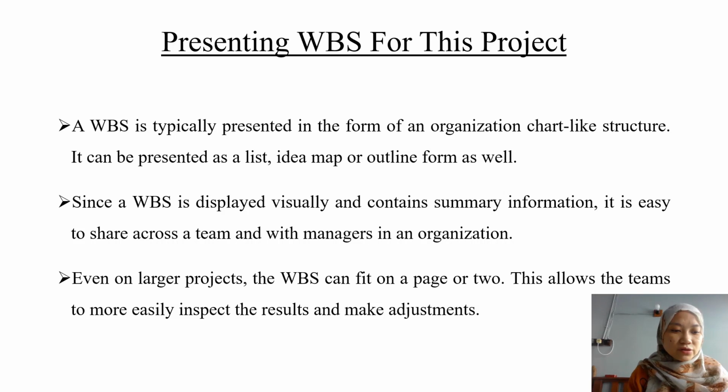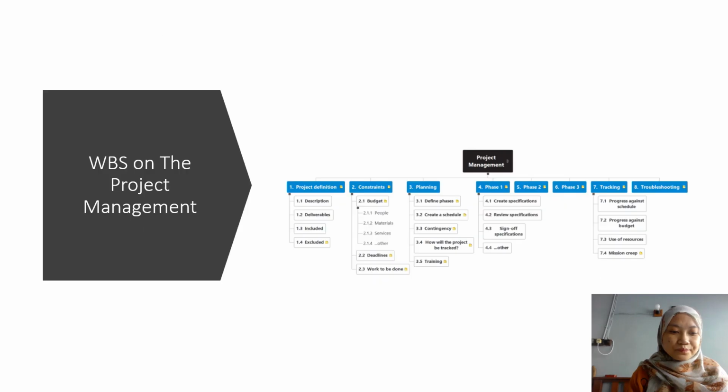Our work breakdown structure is typically presented in the form of an organization chart-like structure. The key is to put it in a form that can most easily be used by all team members. This allows the team to more easily inspect the result and make adjustments. The importance of project management in organizations cannot be overstated. When done right, it helps every part of the construction business run more smoothly. In this chart, we have detail on the project constraint, budget, deadline, works to be done, project planning, project tracking, and troubleshooting.